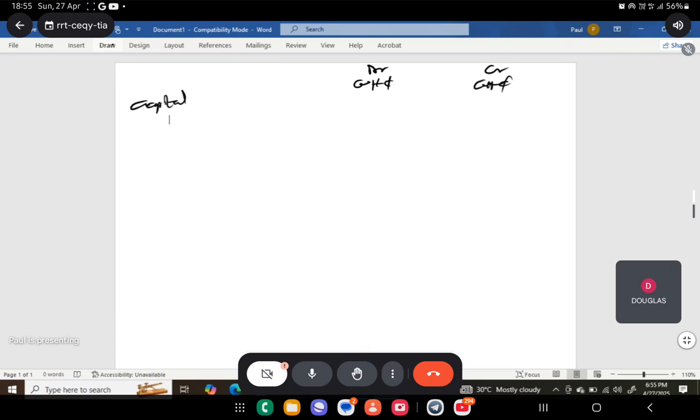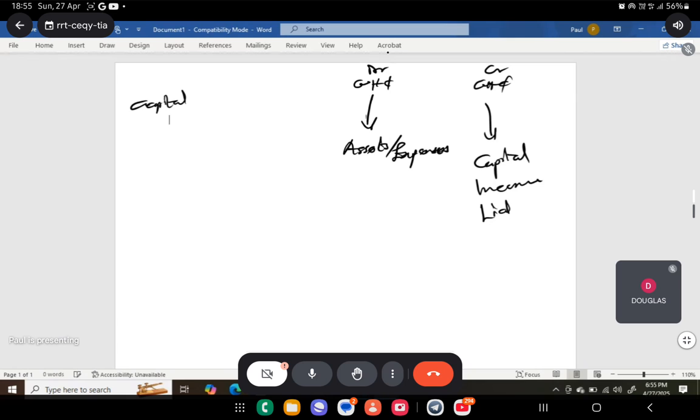I just saw it. Now, all the items on the debit side are either assets or expenses, and that of the credits, they are either capital, income, or liabilities. Please, do you understand?